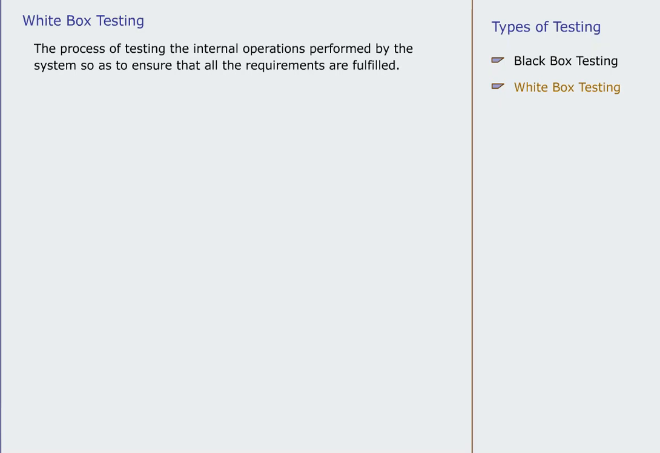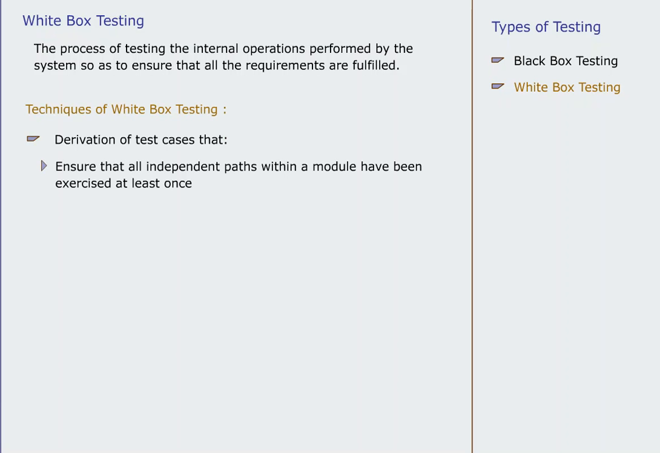Now we will discuss second type of testing technique, that is white box testing. White box testing is the process of testing the internal operations performed by the system so as to ensure that all the requirements are fulfilled. Using white box testing method, test cases are derived that ensure that all independent paths within a module have been exercised at least once.